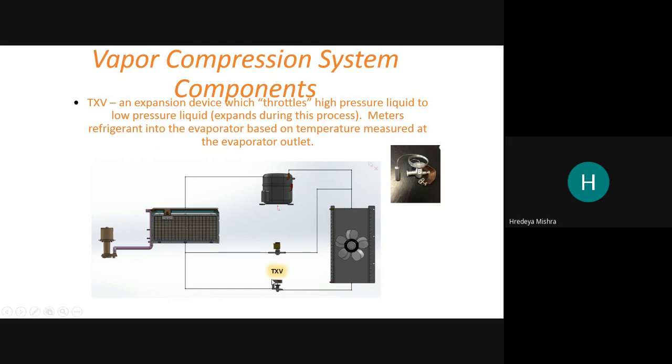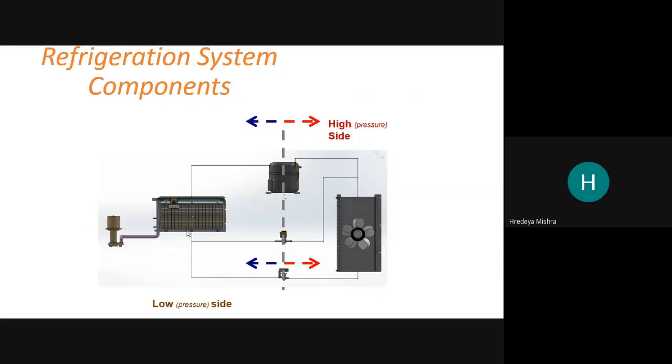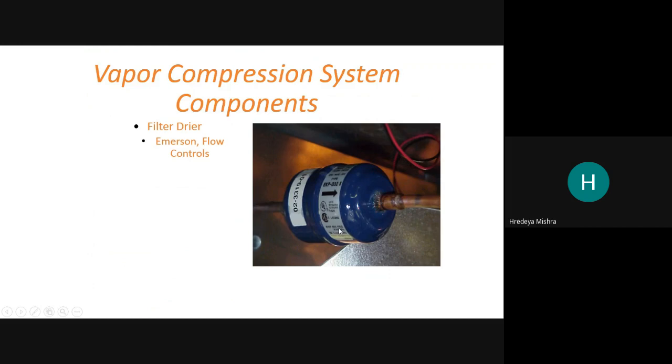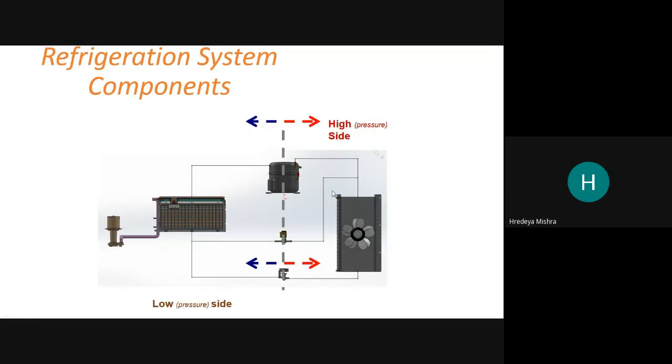See, this is TXV. Now what happens? The expanded refrigerant goes to the evaporator. And now see about the evaporator. Low pressure side, high pressure side. This is the high pressure side, this is the low pressure side. We can divide the refrigerant circuit: here is the low pressure and here is the high pressure side.